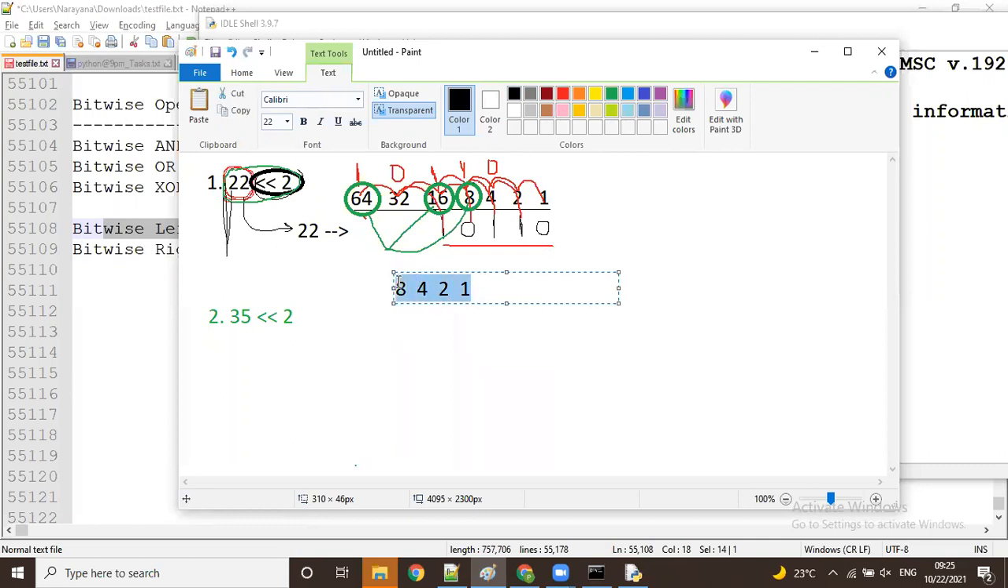These are not enough. Take the next number also. What is the next number, guys? Everybody, please give reply. Next number is 16. Okay.